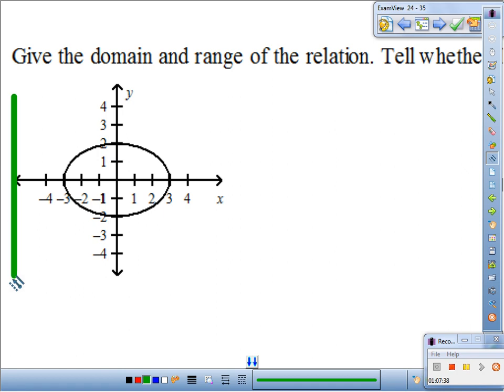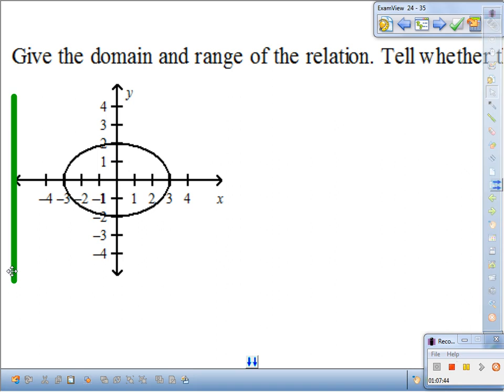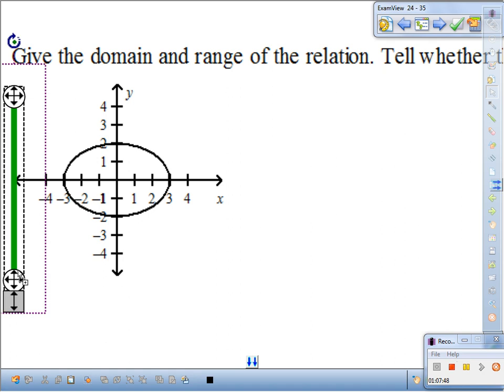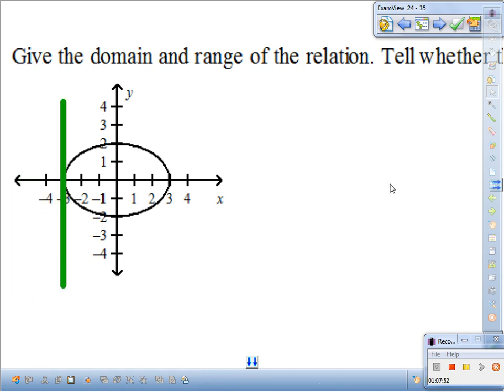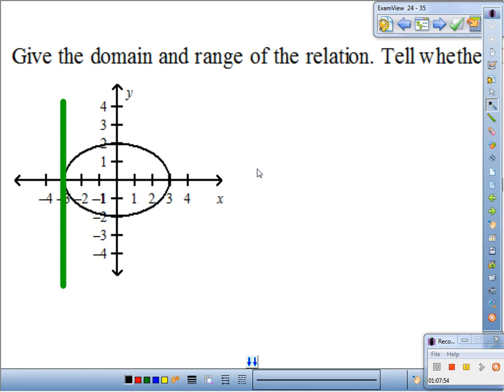I'm going to start over here. And I'm going to scan it from left to right. Tell me the first X value that the line touches this graph, where the line touches that graph. Ready? Right there? So it's -3. So we're going to write the domain starts at what? -3.